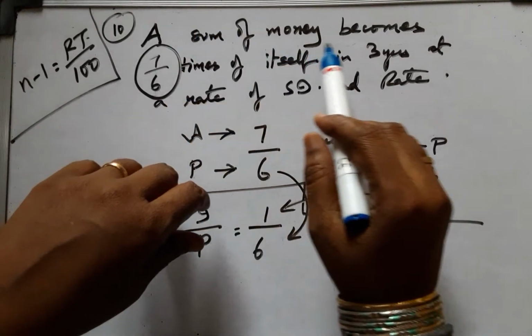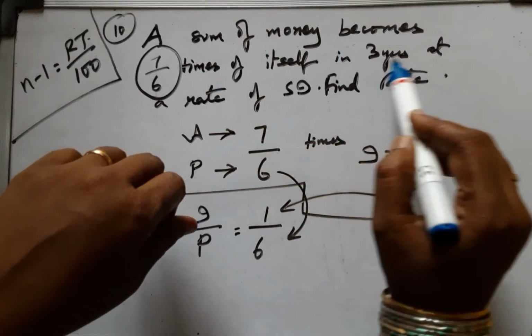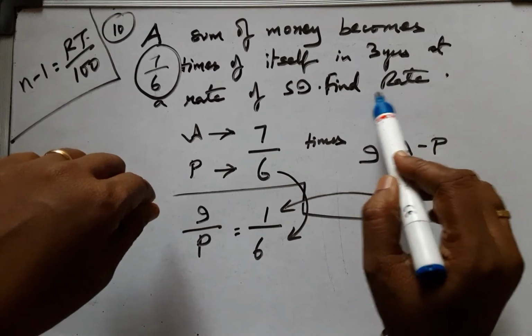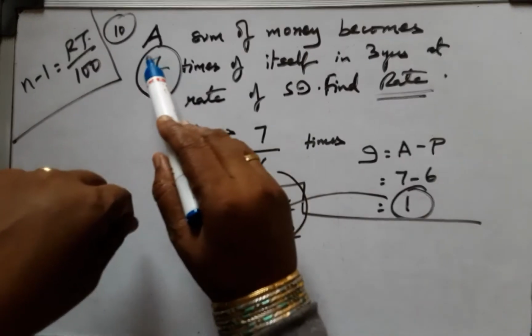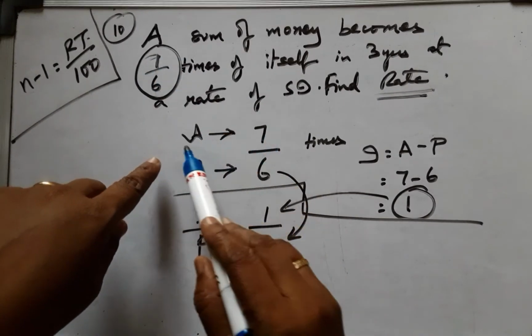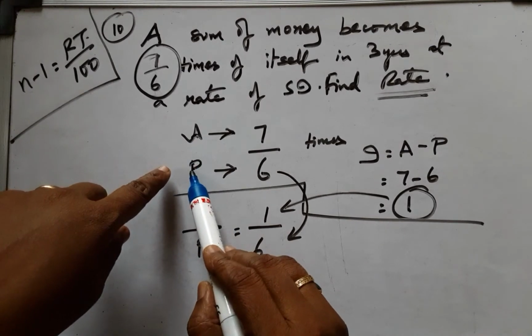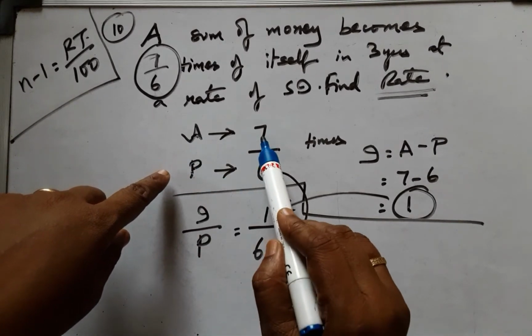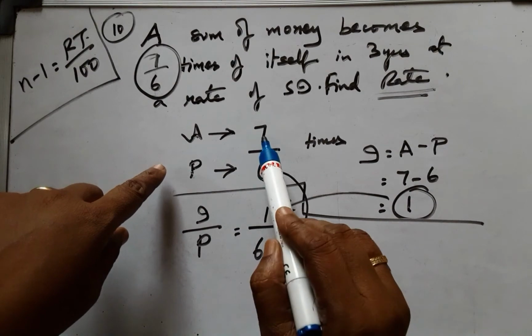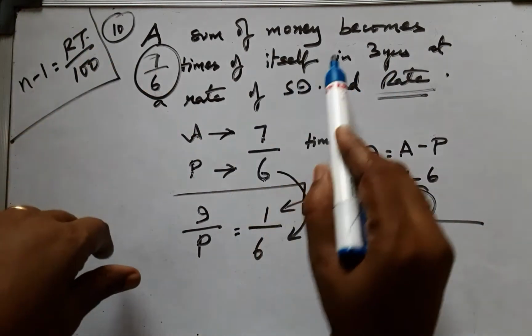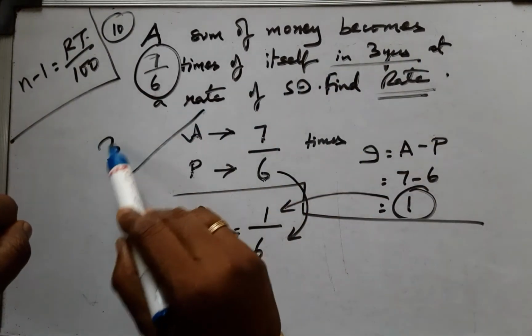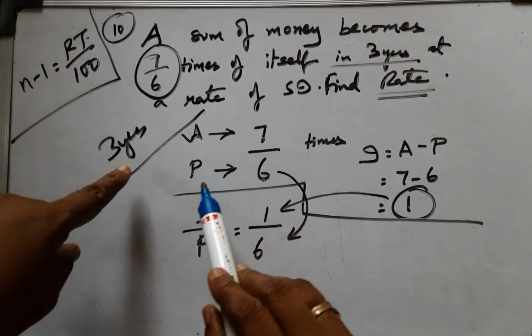A sum of money becomes 7 by 6 times of itself in 3 years at a rate of simple interest. We are supposed to find the rate. Here, this 7 by 6 is nothing but the amount. The principal has transformed into 6 rupees, has become 7 rupees, so to say, in a period of 3 years. This entire ratio is for 3 years.